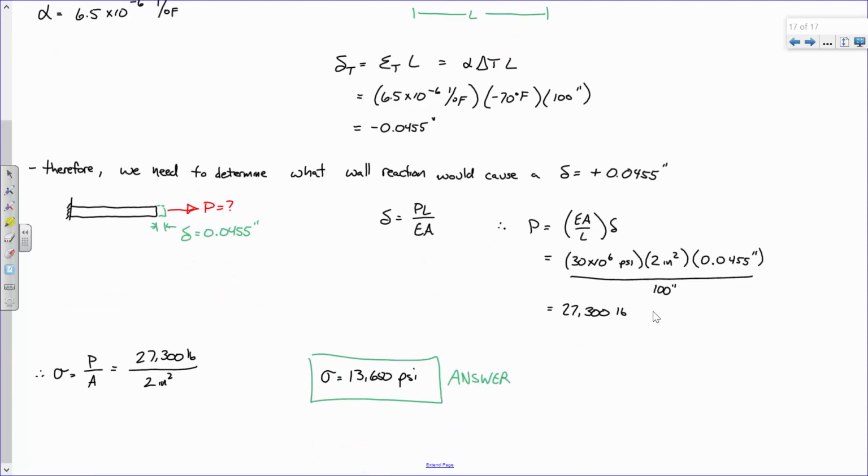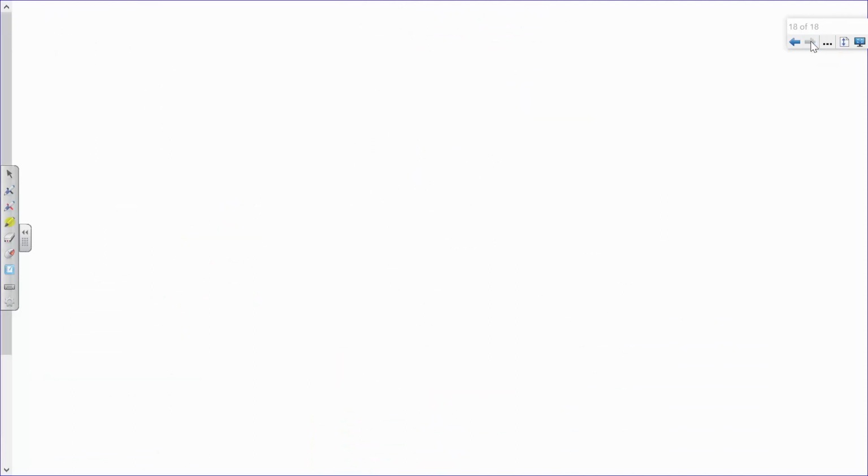So I want to make a note about that here on this next slide, because I think this is worth mentioning. I'm going to call this a homework hint, and it's on external indeterminacy.